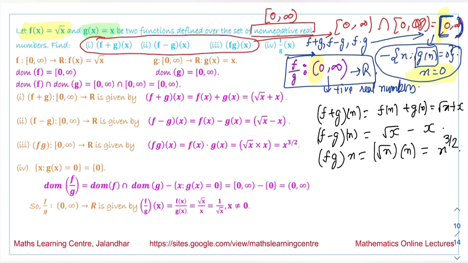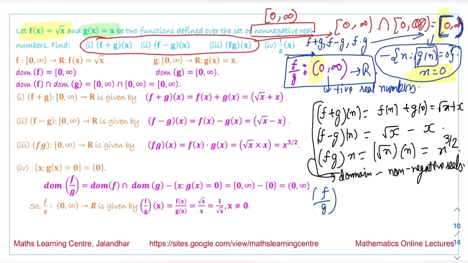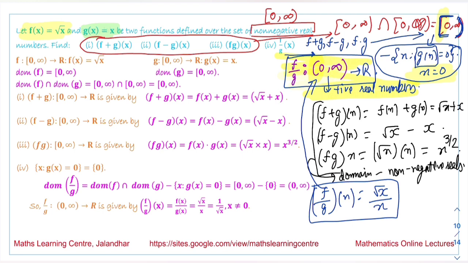The domain of all these functions is the non-negative reals. Last we have f over g of x, which will be equal to square root of x over x. The domain of this function is the positive real numbers.